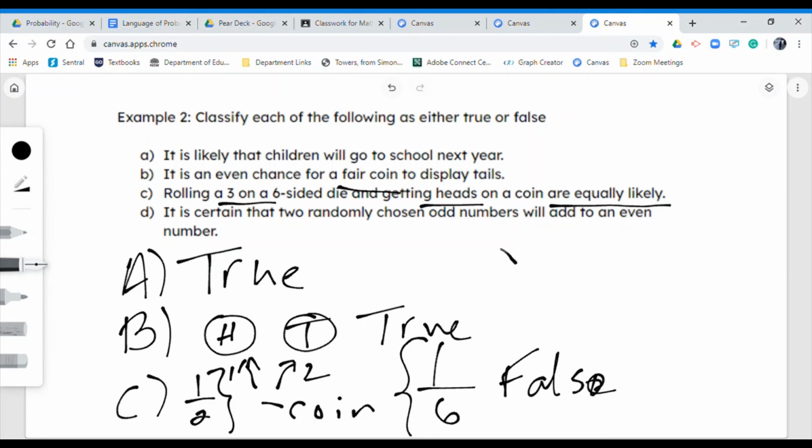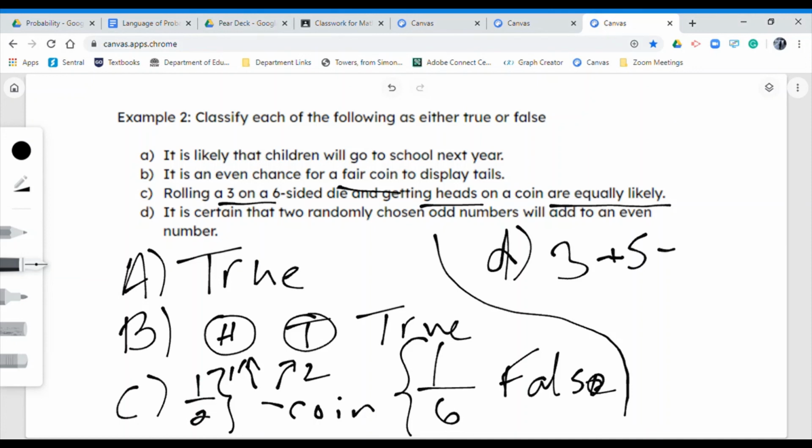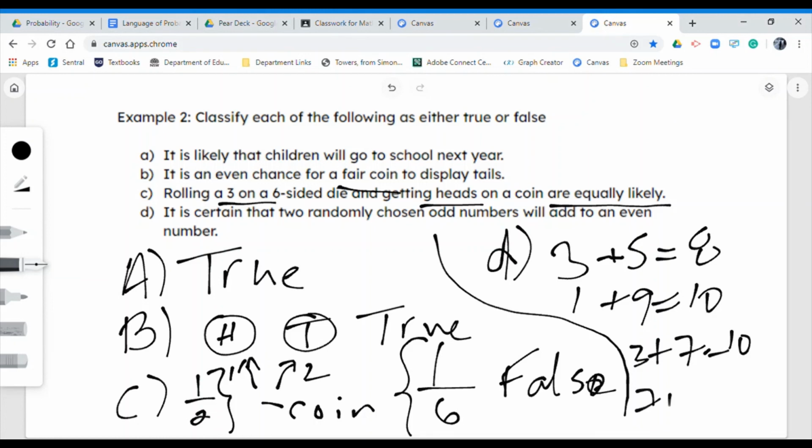So for D, it is certain that 2 randomly chosen odd numbers will be added to an even number. Okay, so let's take 3 and 5. 3 plus 5 is 8. I'm going to do a couple experiments here. Let's try 1 and 9 makes 10. Let's try 3 and 7 make 10. 7 and 9 make, I'm just trying to keep single digits here, make 16. So you notice every time I'm adding an odd and an odd together, I'm making an even. So I would say that D is also true.